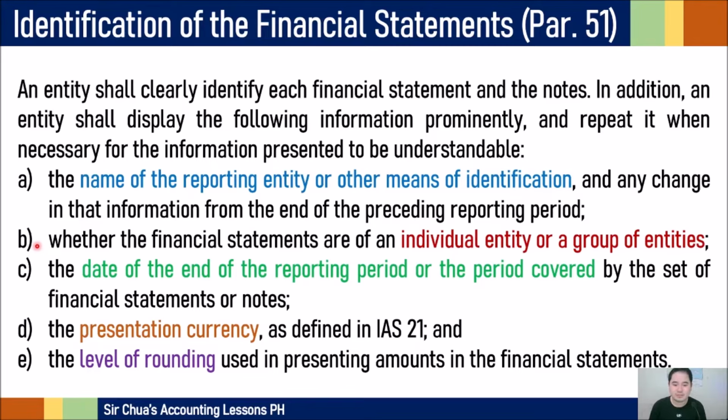If the financial statements are for a group of entities, you will be applying IFRS 3 business combinations and IFRS 10 consolidated financial statements. Pagka naman po individual entity, you will be applying IAS 27 separate financial statements. Okay? So, dapat daw po clearly identified kung separate FS siya or consolidated FS. Matututunan nyo po yung mga consolidated FS sa advanced accounting, no? Sa accounting for business combinations.